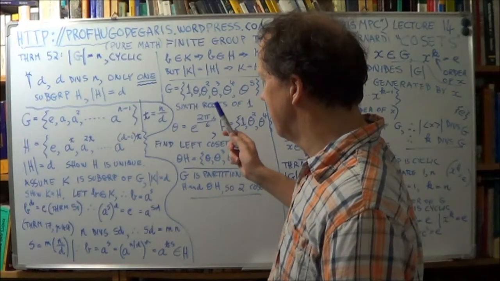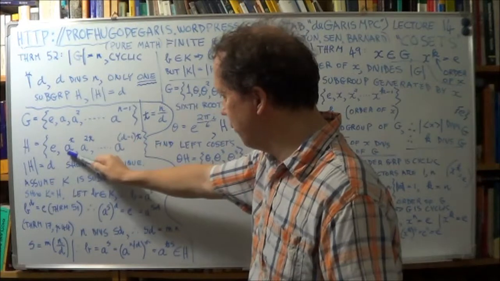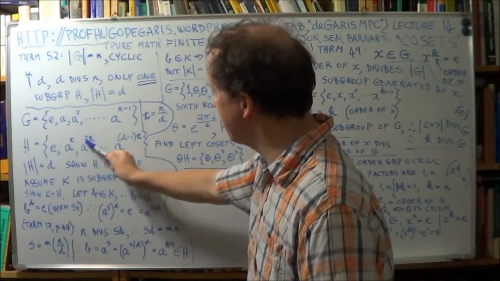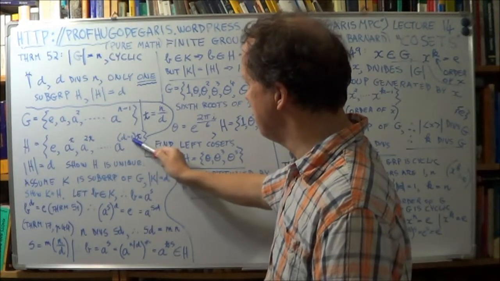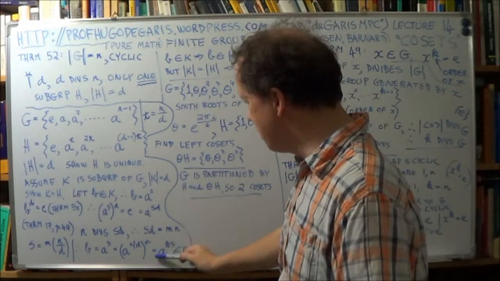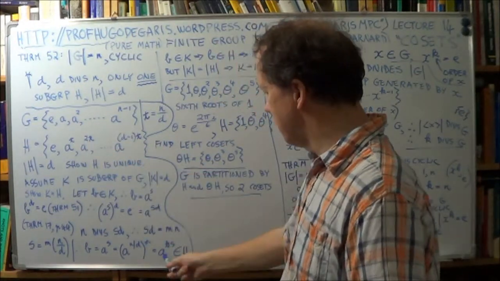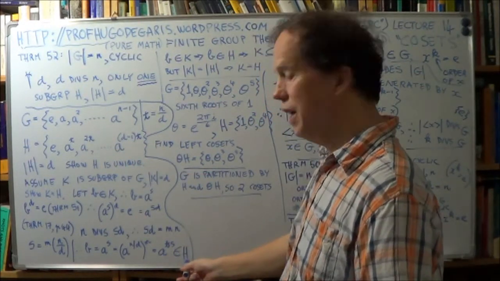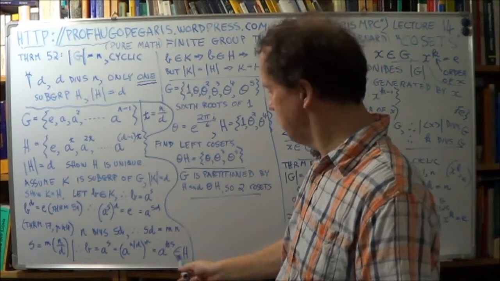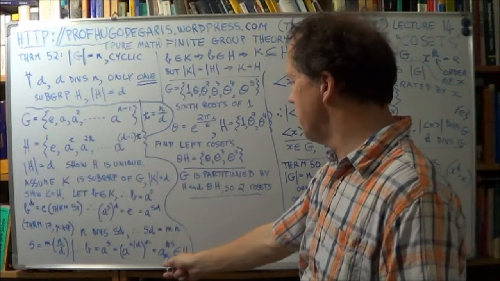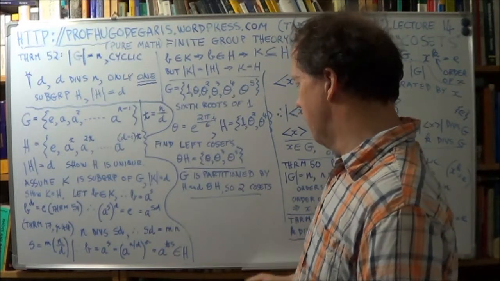These terms are of this form, right? Here S is 1, here S is 2, here S is D minus 1. So these terms here are like this, and this belongs to H, because these terms are just these. So this belongs to H, right?